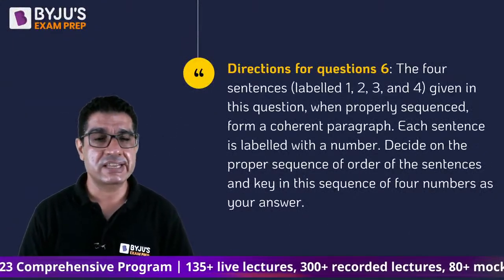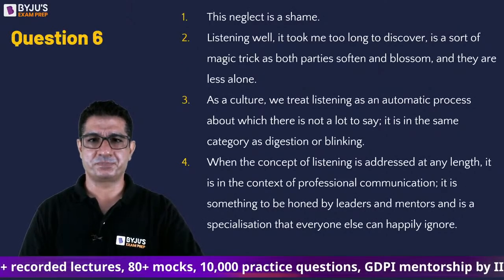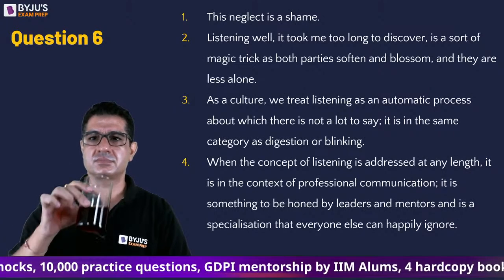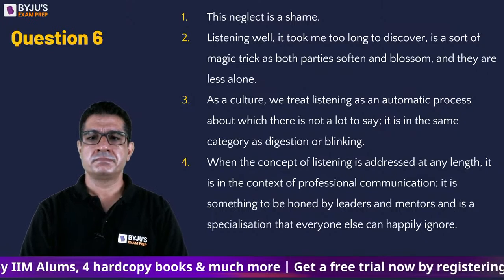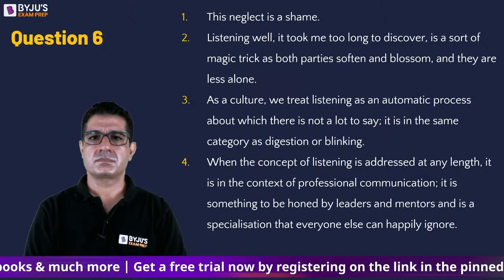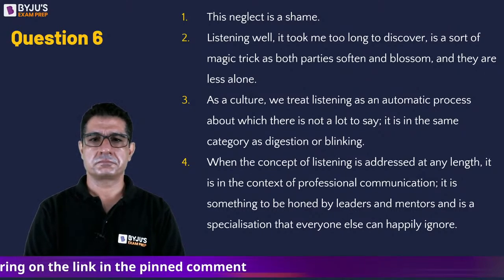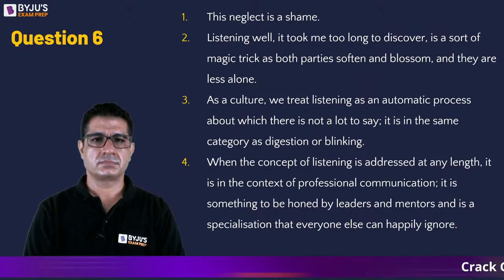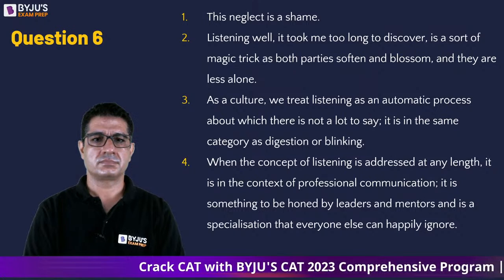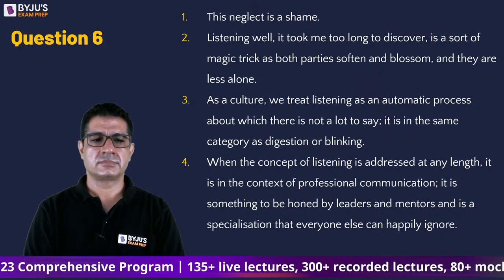So you've been given 4 sentences of a paragraph that are jumbled. Your job is to rediscover the sequence. So here they are. So what's your take on this?